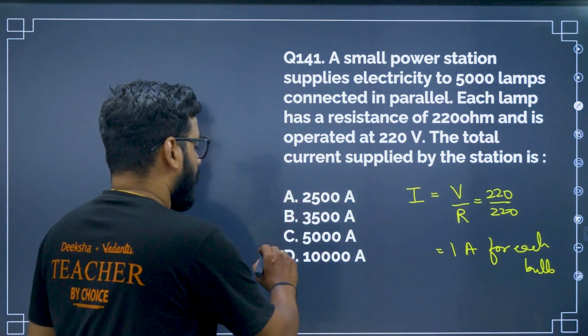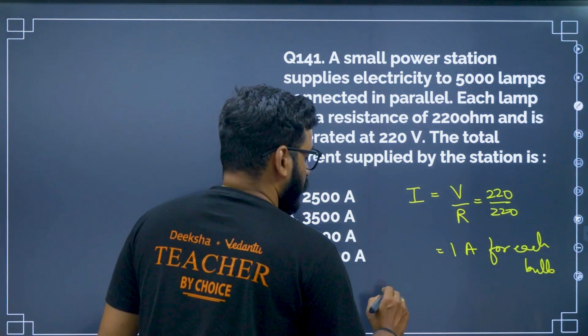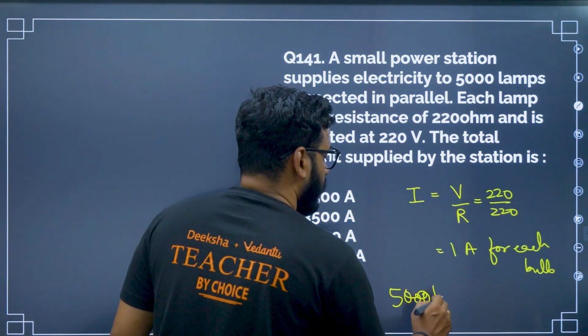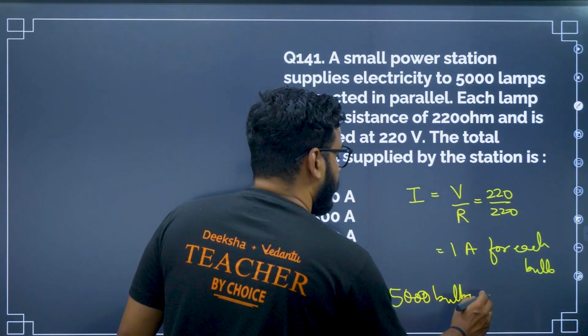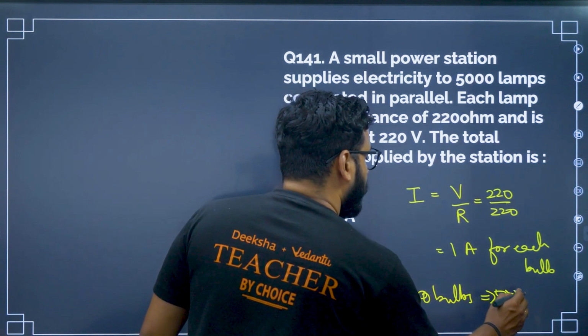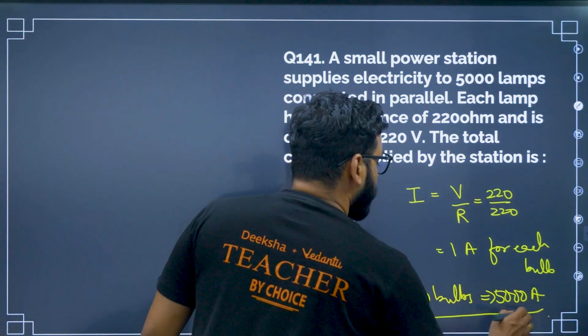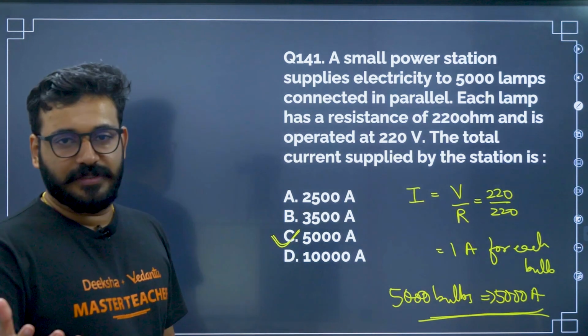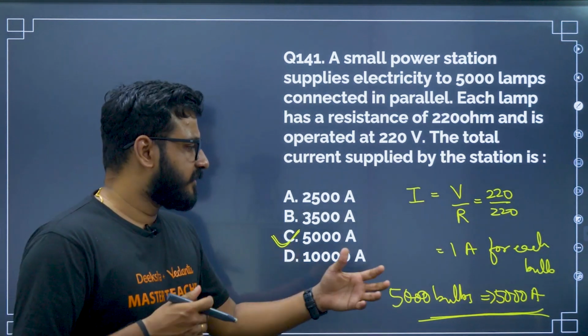Total will be 5000 ampere. Each bulb will have 1 ampere, so 5000 bulbs will have 5000 amperes, right? Very simple, logical. You all can do this very well.